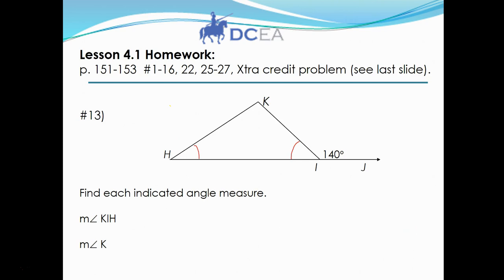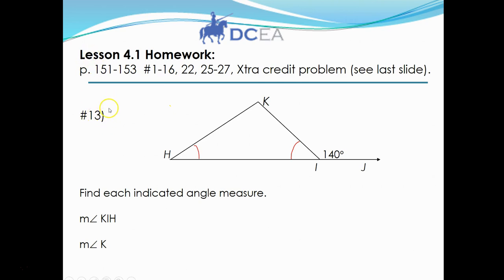So your homework for lesson 4.1 is on pages 151 through 153. It's number 1 through 16, number 22, 25 through 27, and I've also added an extra credit problem on this video. The extra credit problem is not in your book, and it's to be solved by you showing your work, not to be solved by anyone else. To get credit for the extra credit problem, you have to complete all the other problems in your homework.